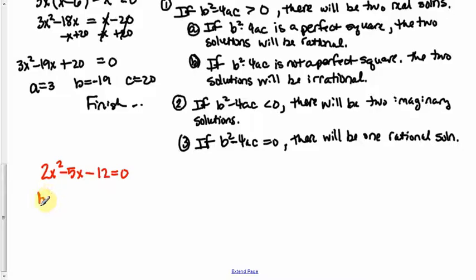So I'm going to find b squared minus 4ac. b is negative 5, is that correct? Make sure you put it in parentheses before you square it. Minus 4 times a is 2 times c is negative 12. So that's positive 25. And then negative 4 times 2 is negative 8. And negative 8 times negative 12 is positive 96? I can't remember. Yes, that's right.